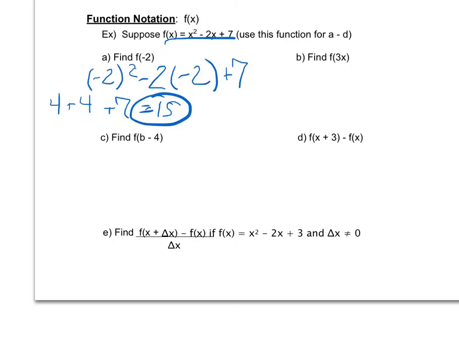What about if it's not just a number? What if it's a number and a variable? A little bit more tricky, but not really. See, it works the exact same way. This tells me still to go to my function. Every time I see a variable, put 3x in that variable's place.